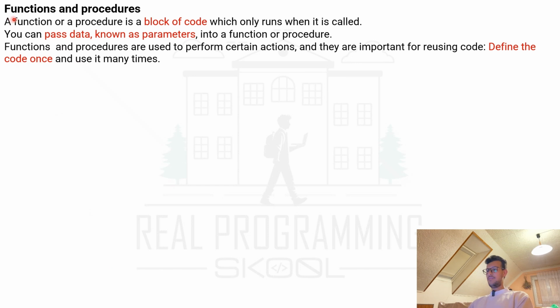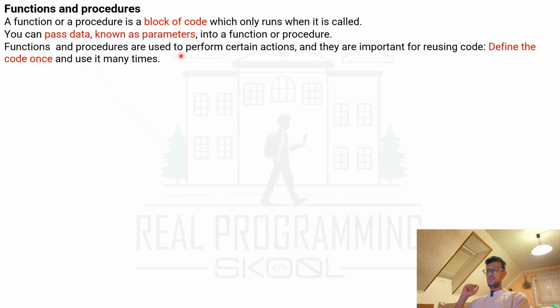All right. Function and procedure. A function or a procedure is a block of code which only runs when it is called. You can pass data, known as a parameter. We already mentioned it before: the data or variable or data type that you put between the brackets of the function, we call it a parameter, passed into a function or procedure.